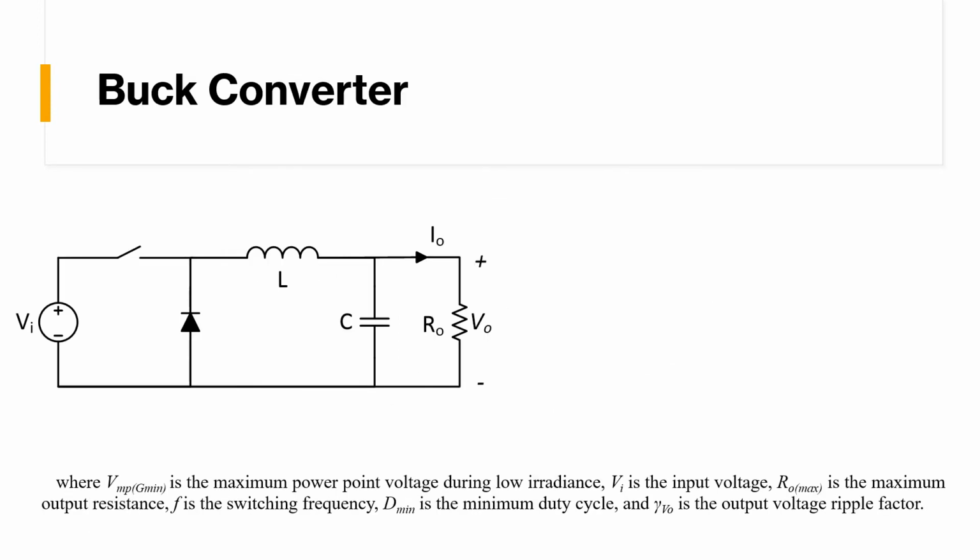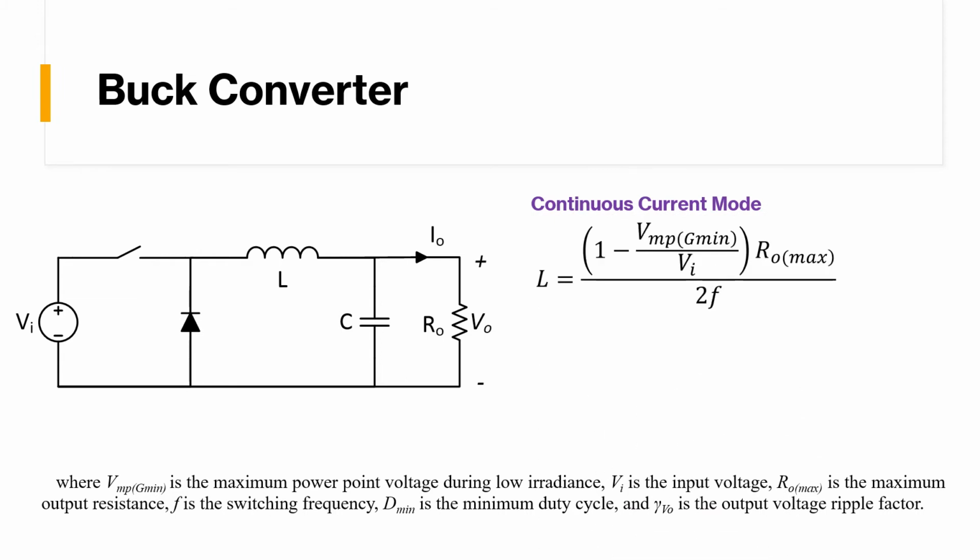Next is the buck converter. You can see here this is the equivalent circuit of the buck converter. To design this, you need to calculate the L and C. For the continuous current mode, you have to calculate the L correctly. This is the formula to calculate the L.